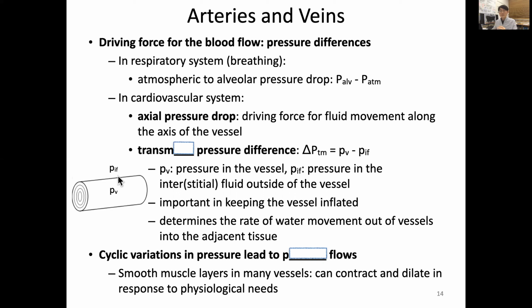That pressure difference is called, in English, transmural pressure difference, which is defined in this way. And also there are cyclic variations in pressure, especially in the heart and the arterial side, which is very elastic and sends this pulsatile flow. So cyclic variation in pressure leads to pulsatile flow, which we can even feel. And that's due to the smooth muscle layers in vessels, which can contract and dilate in response to our physiological needs.